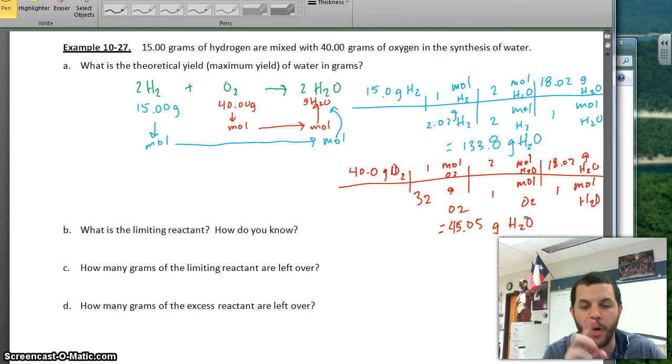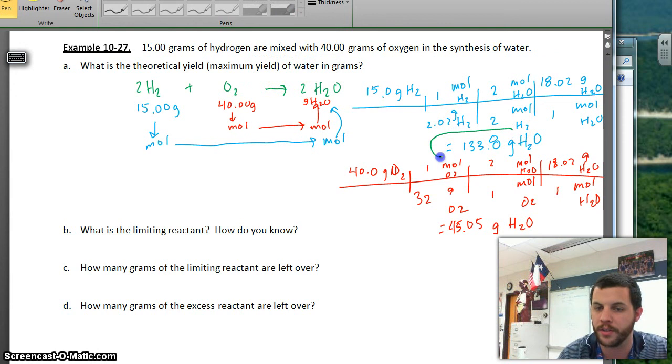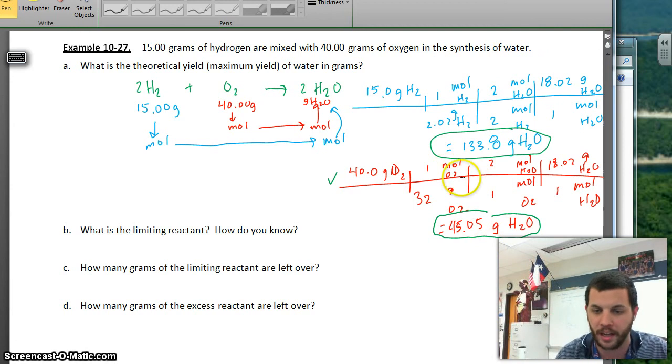Now we need to determine which one is our limiting reactant. The way that we determine the limiting reactant is by figuring out which one made less, okay? So if I had 15 grams of hydrogen, I was able to make 133.8 grams of H2O. If I have 40 grams of oxygen, I'm only able to make 45.05 grams of H2O, meaning that oxygen is going to be my limiting reactant, okay? This also means that my theoretical yield is 45.05 grams of H2O, okay? What's the limiting reactant? Oxygen. How do I know? It made the smaller amount.